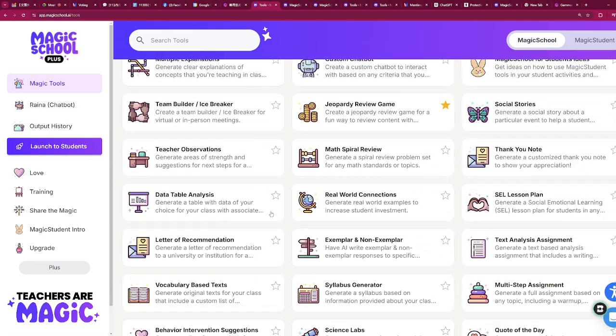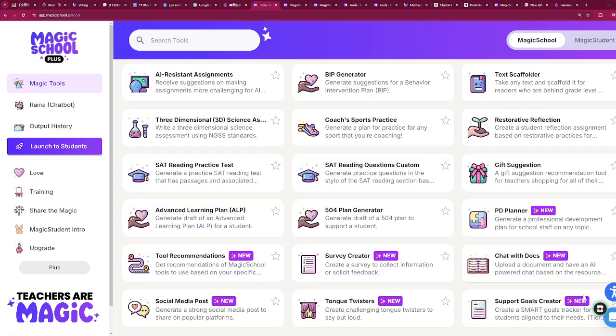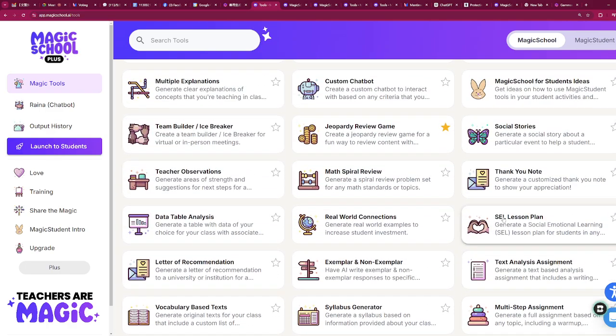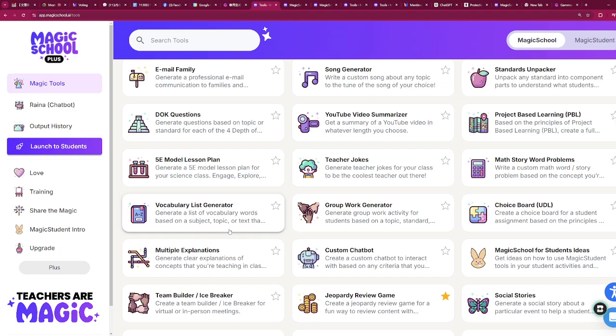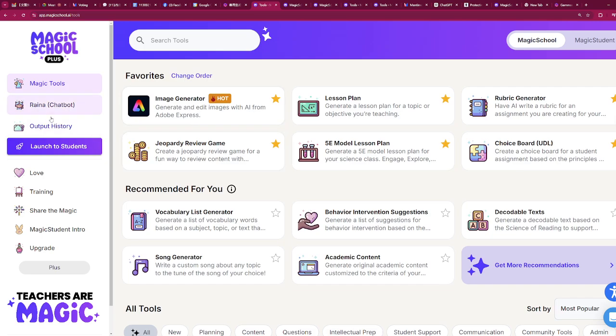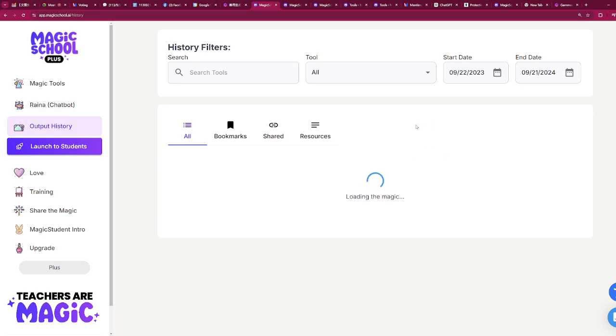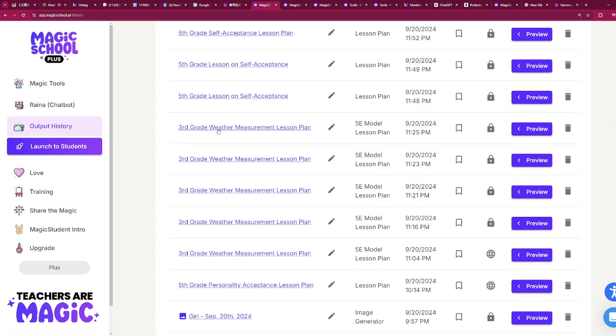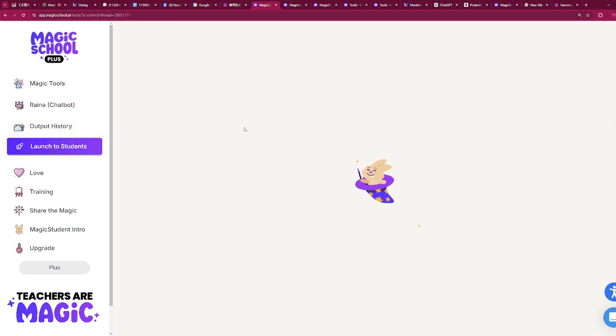It's right here, and I should have started the 5E model. Okay. They also have an SEL lesson plan. All right, 5E model. I'm going to start this and also my choice board. These are the ones that I use very often. Okay. And let me show you the output history of the weather measurement lesson plan.